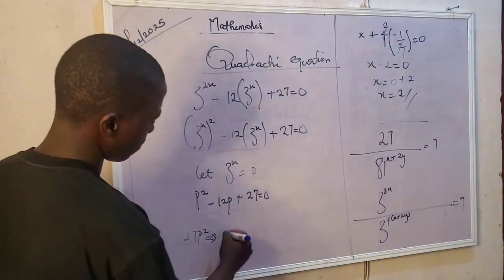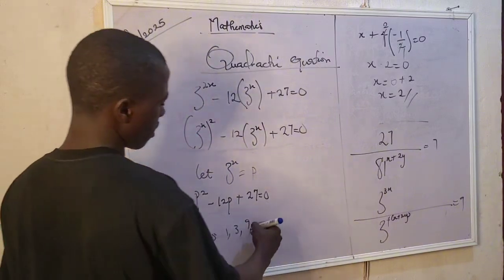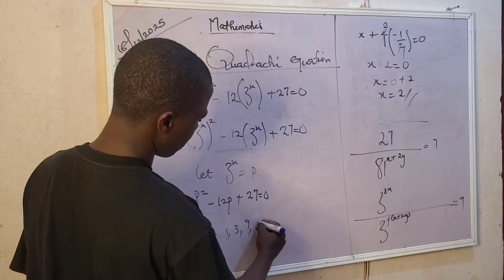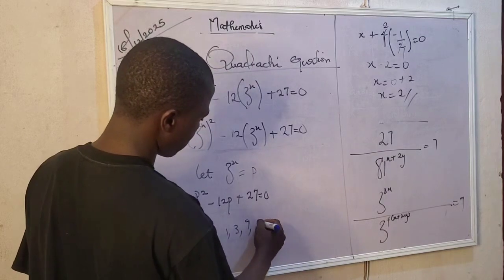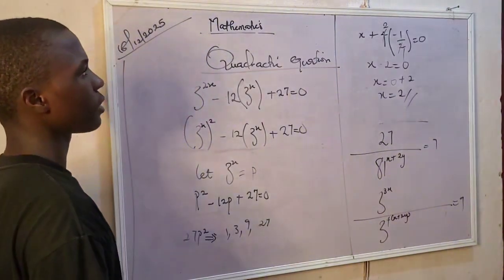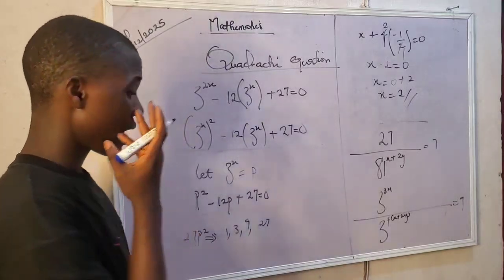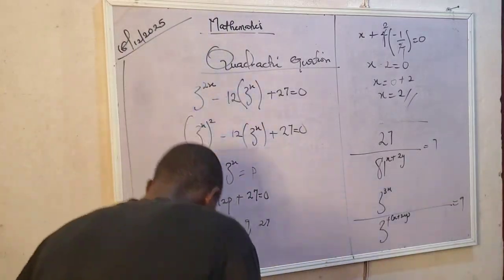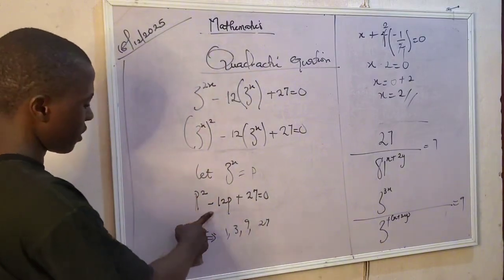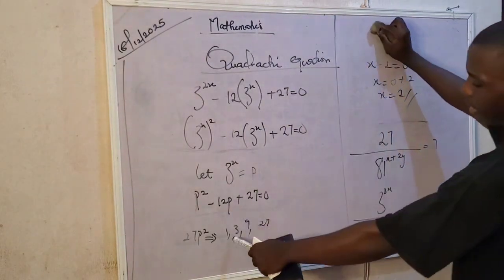Factors of 27 are 1, 3, 9, and 27. I'm sure of these factors of 27. So I can clearly see the answer. I can clearly see what we are going to add or subtract to give us 12, and if we multiply, they give us 27. That is 3 and 9.